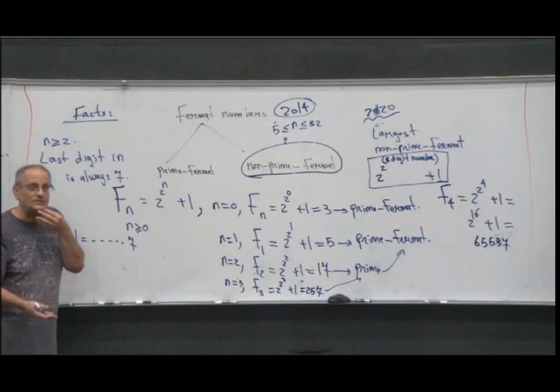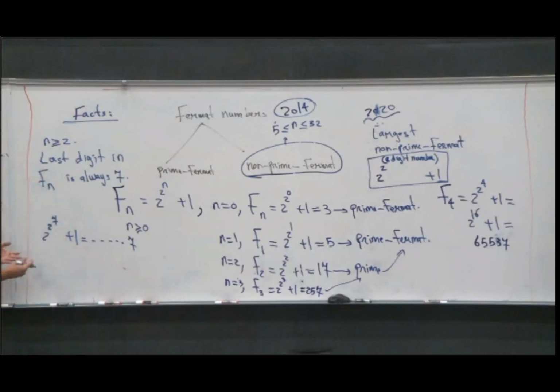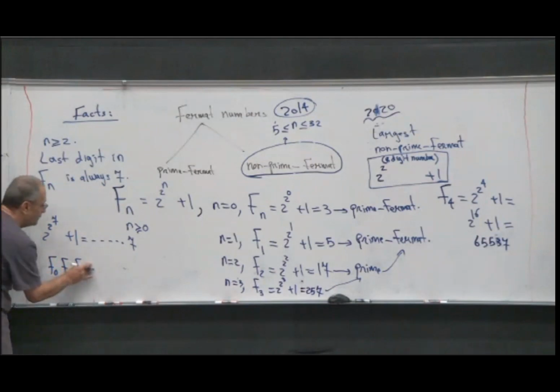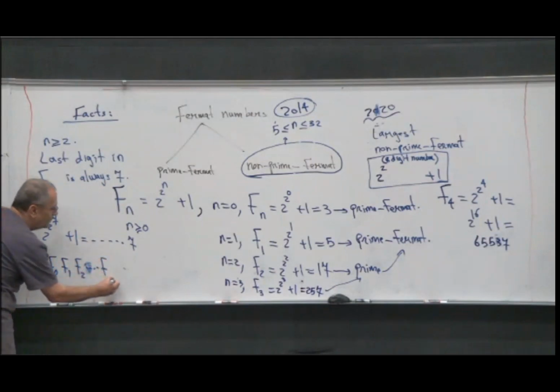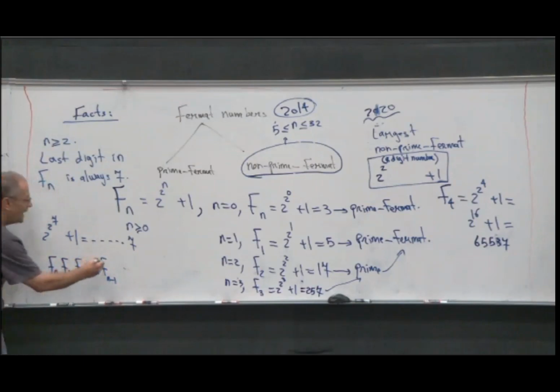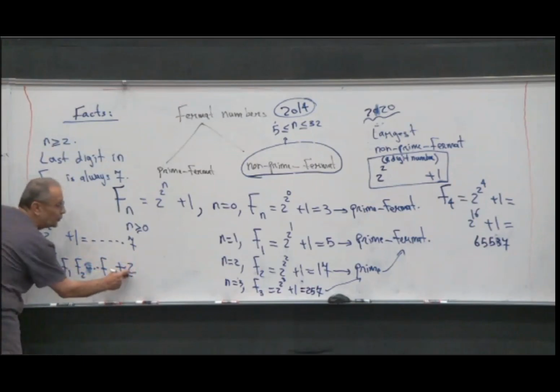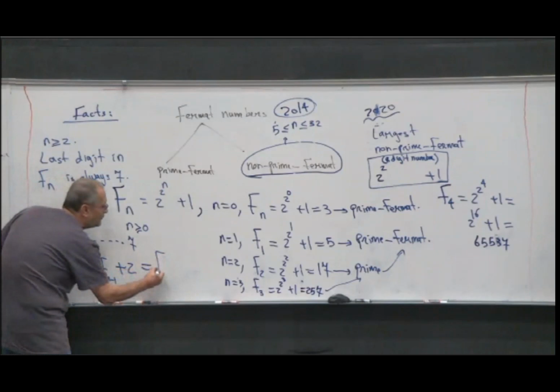Okay, let me tell you another fact. If you start with F0, remember, what is F0 in our case? 3. Multiply it with F1, multiply it with F2, keep going, up to F(n minus 1), and add the number 2, you're always going to get Fn.